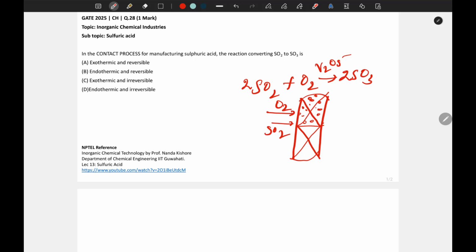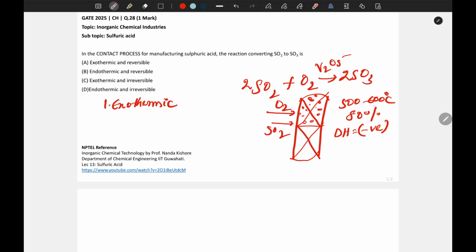In the first stage, the reactants are taken to a temperature of around 500 to 600 degrees centigrade, and a conversion of 80% is achieved inside this first stage. During this reaction, an enormous amount of energy is released, which is basically exothermic. If energy is released from the reaction, it is exothermic. So this reaction is exothermic.